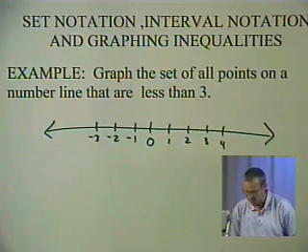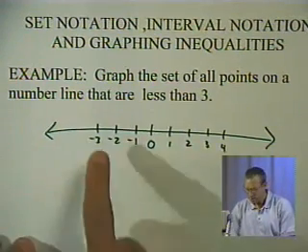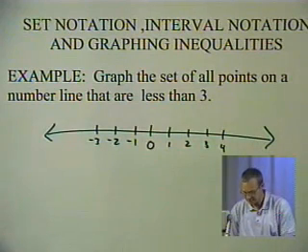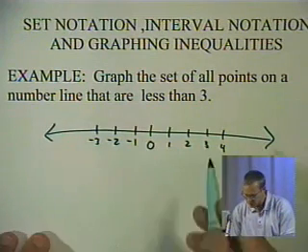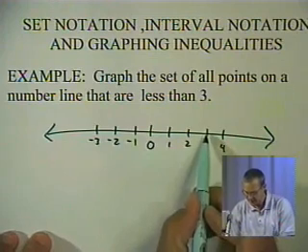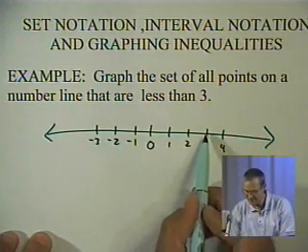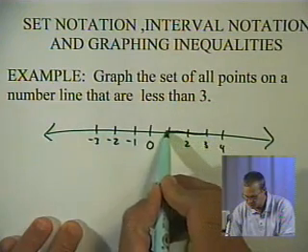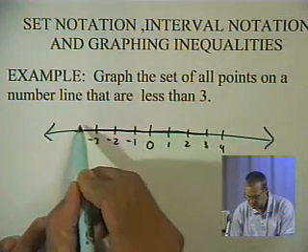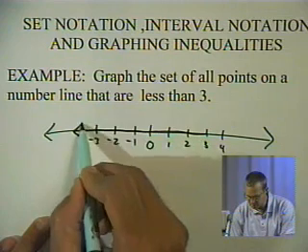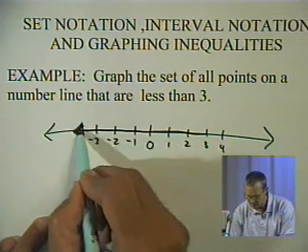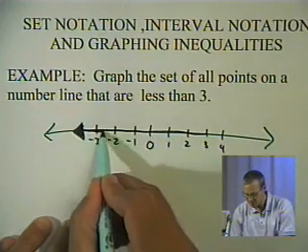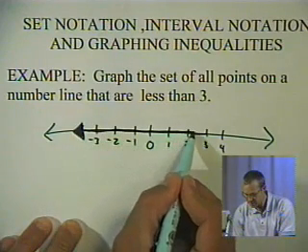Now I'll read the example again. It says, graph the set of all points on a number line that are less than 3. Well, here's the number 3. I need to graph all the points that are less than 3, which means I need to include all the points to the left of 3. And I'll put a solid arrow here indicating that this goes on forever. So here's all points that are less than 3.